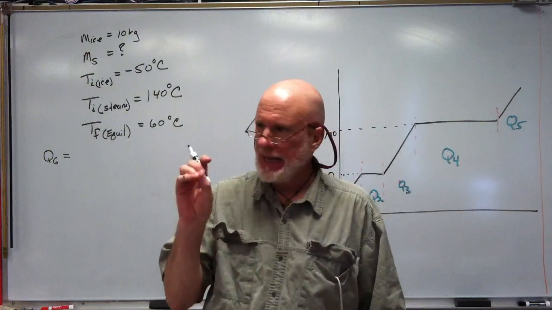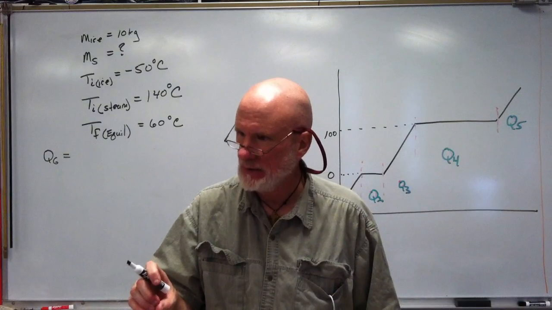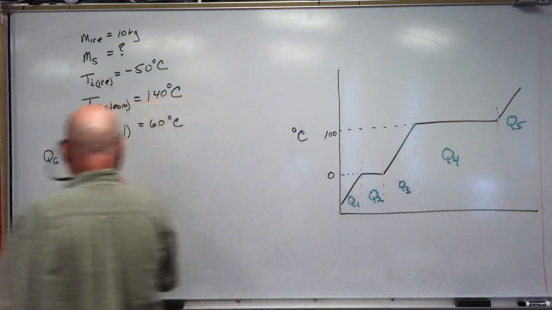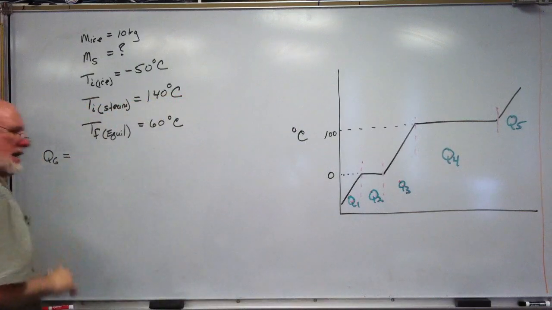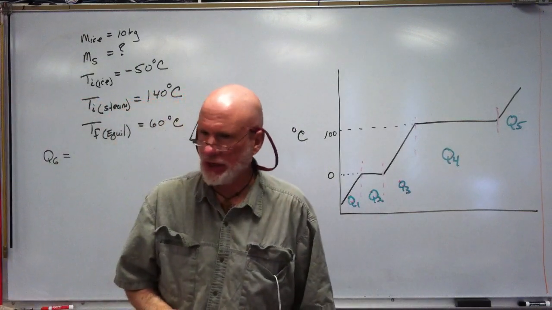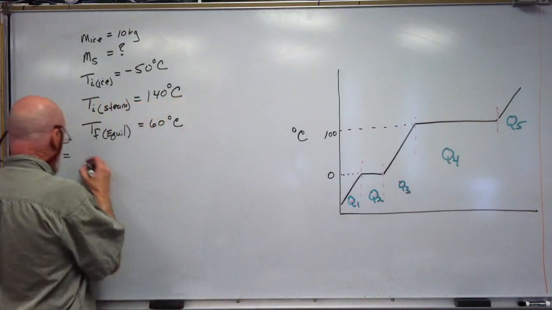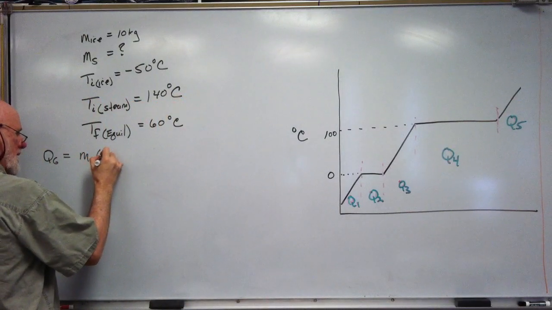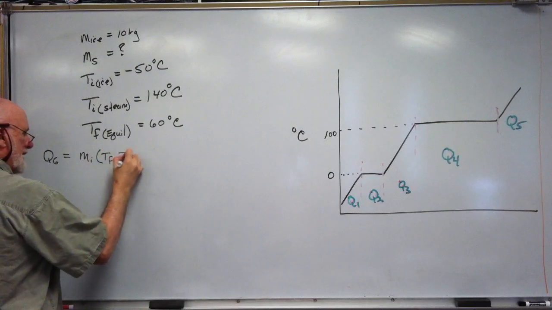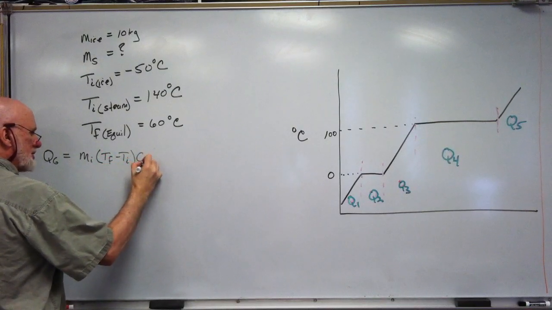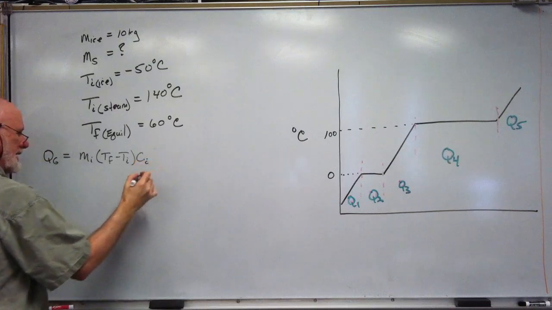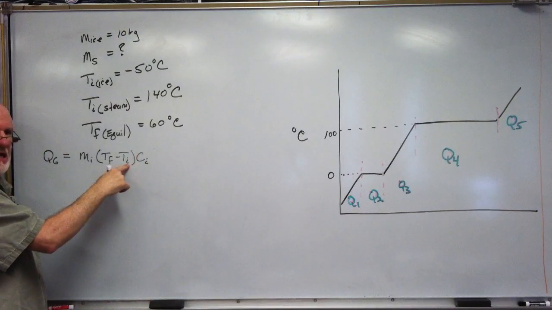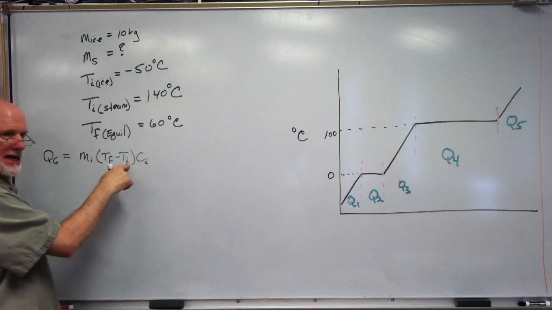S for solid. No, never mind. Okay, is that fine? All right. W for water, for liquid water. Is that good? Okay. So, the mass of the ice times TF minus TI times the specific heat capacity of the ice. That I is initial. That's not ice, right? That's the initial, TI.